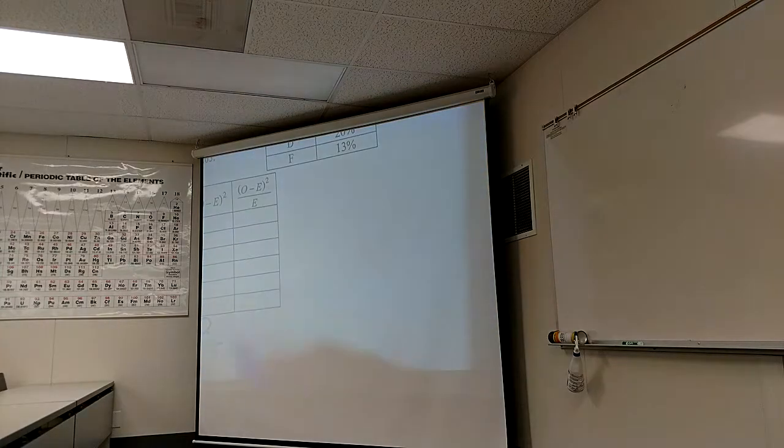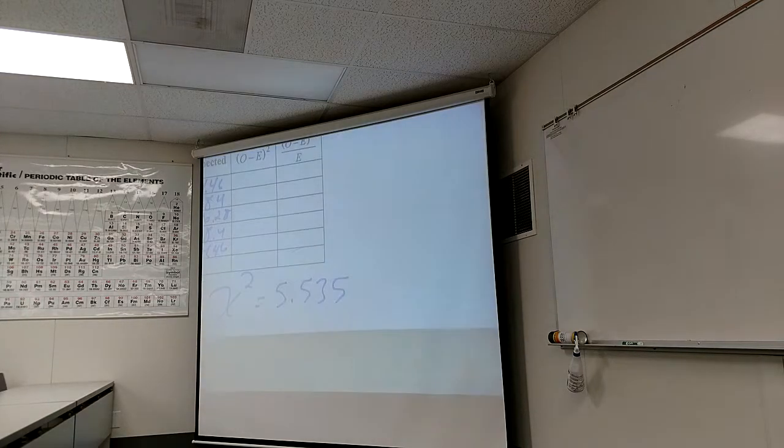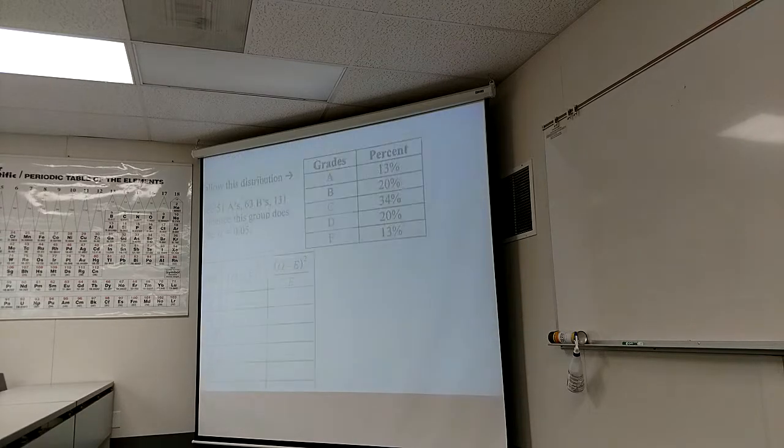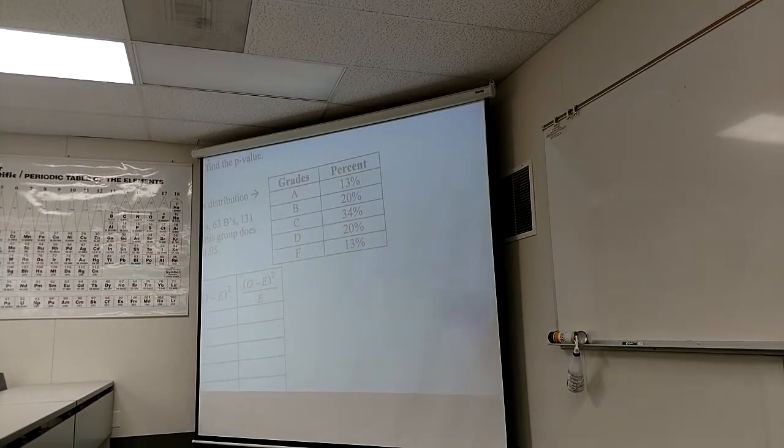5.535. It's what I might call chi-square star, but then it's getting kind of crowded up there. This is just like Z star from the hypothesis tests. Now let's go back. I'm doing this out of order, but I don't really care.